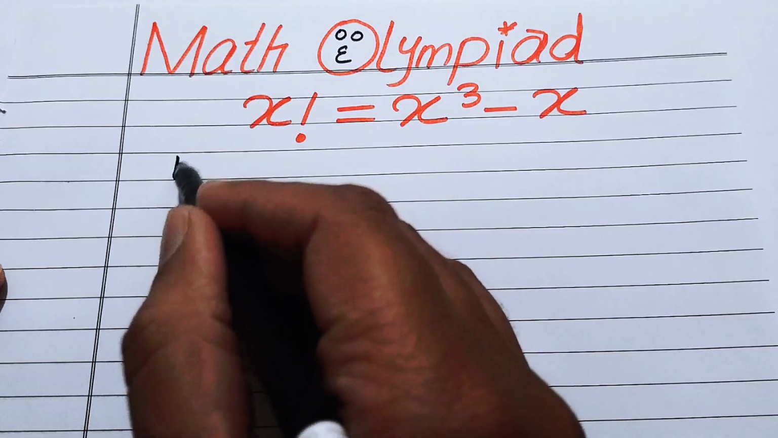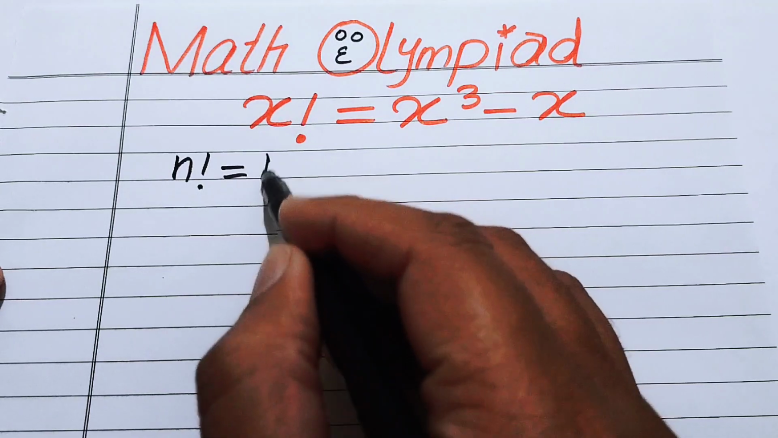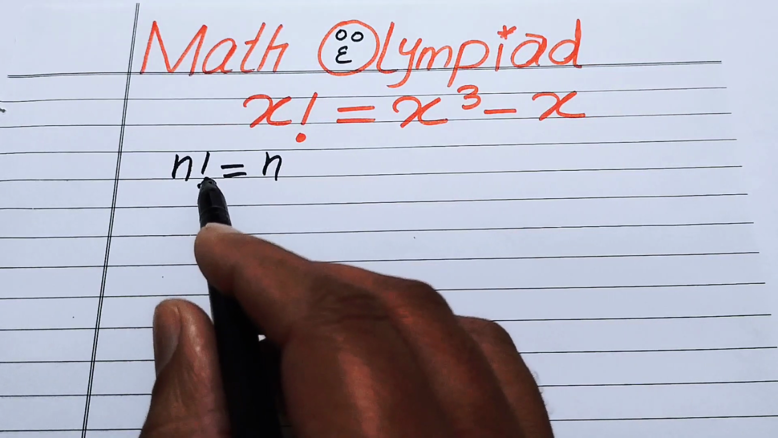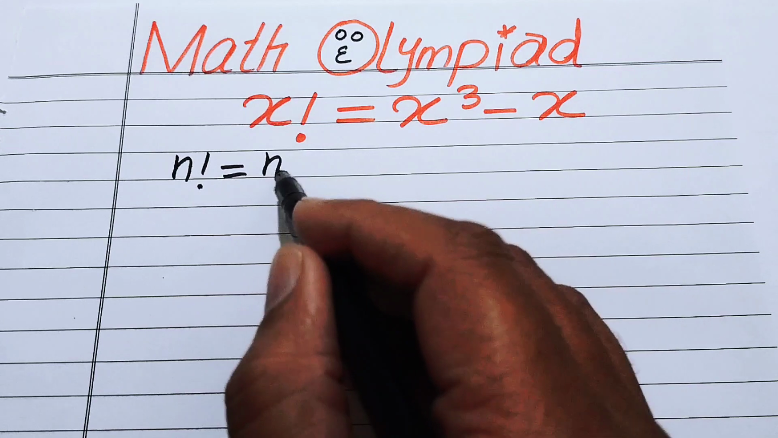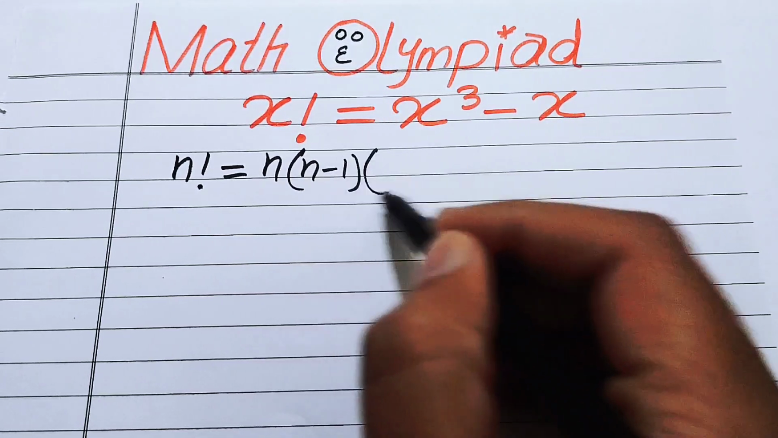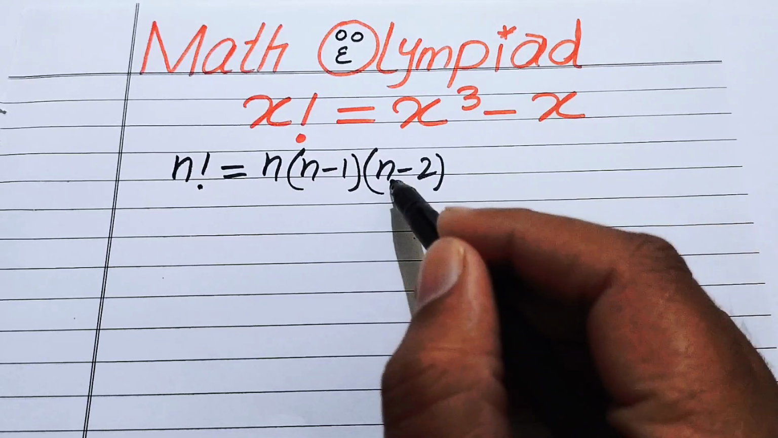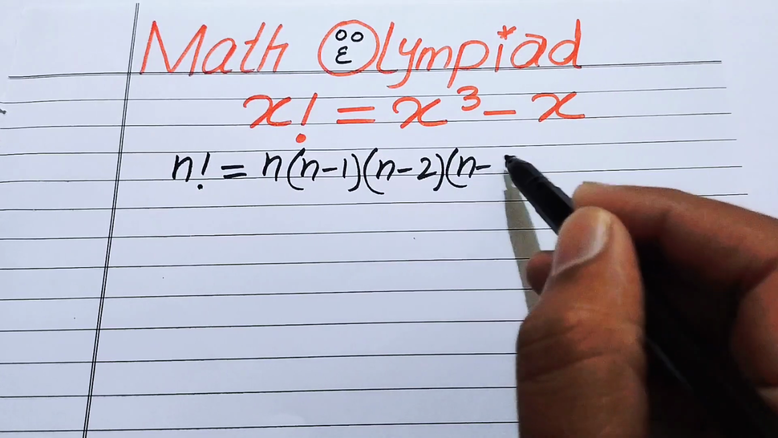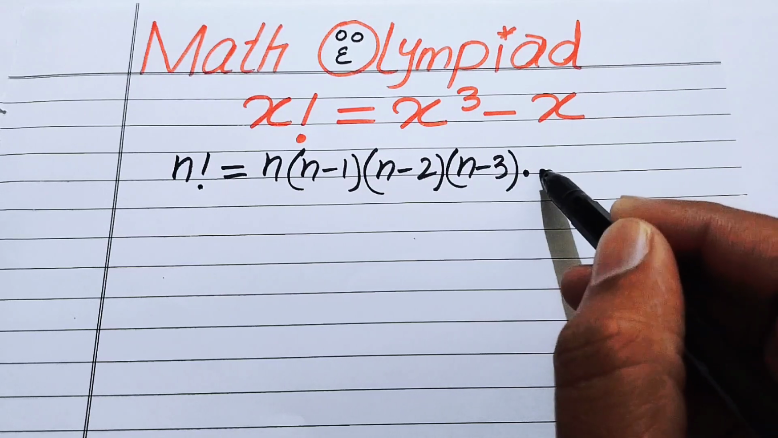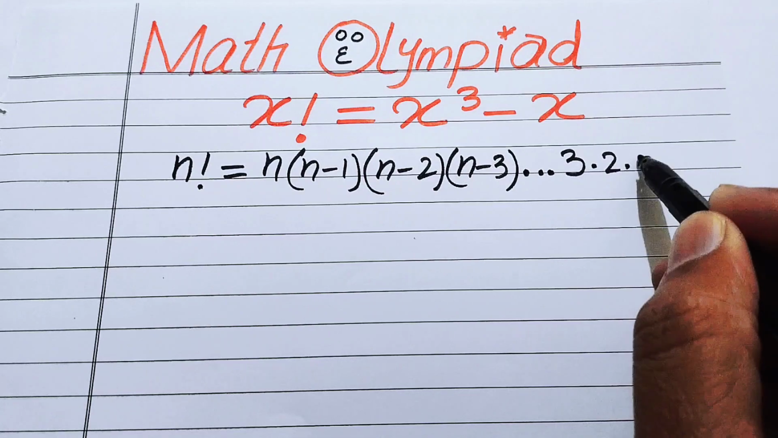If we have n factorial, then we will open this n factorial by decreasing 1 on each term. If you have n, when we decrease 1 you get n minus 1, when you decrease 1 again you get n minus 2, then n minus 3, and so on up to 3, 2, 1.